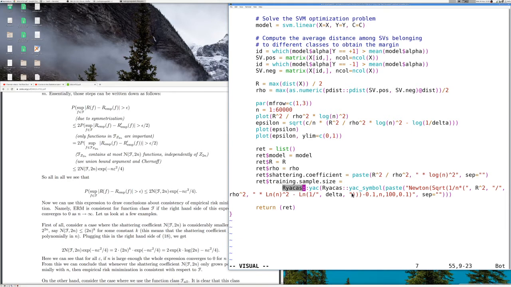I'm using a package called Ryacas. It's got a function yac inside that solves some mathematical expressions. Inside this, I created a mathematical expression using yac_symbol. And my expression is to solve a Newton's function, basically, as we did before. You probably remember we're solving for the zero of our system of equations.